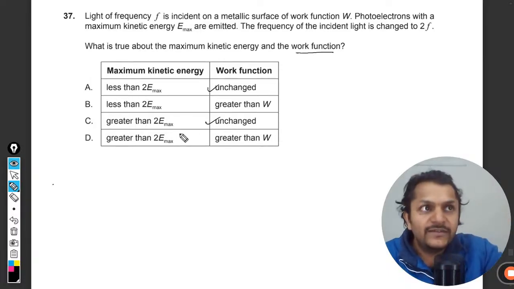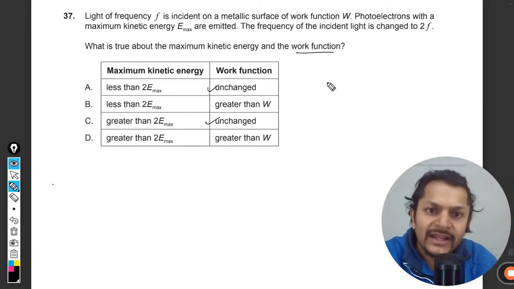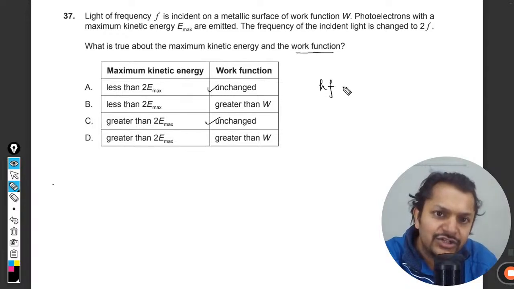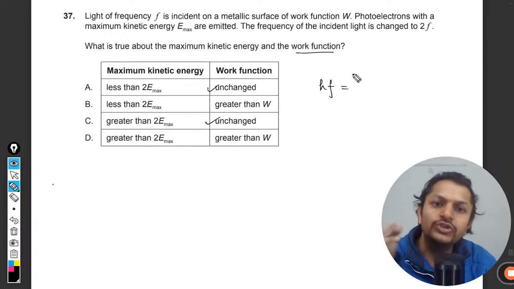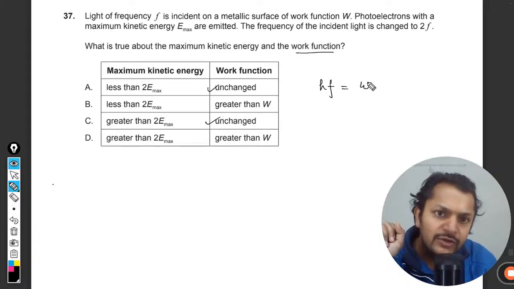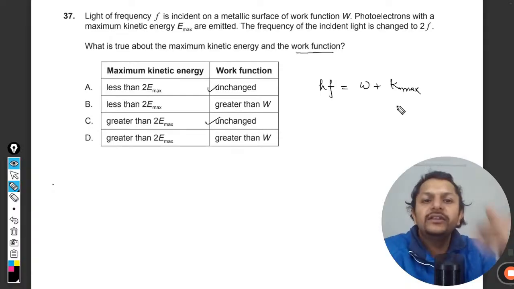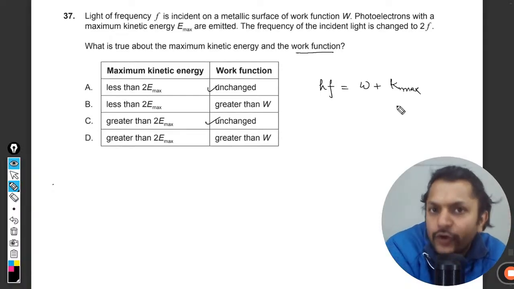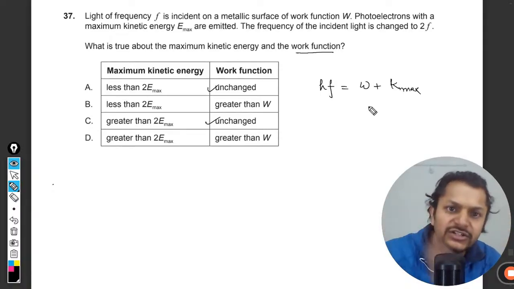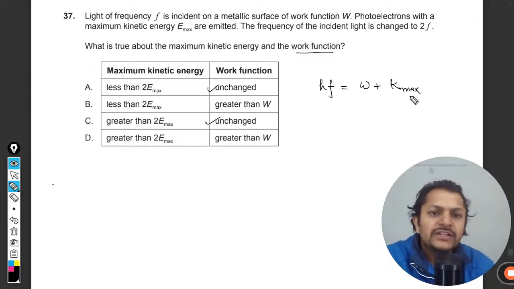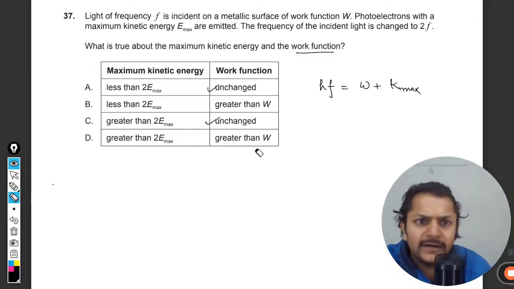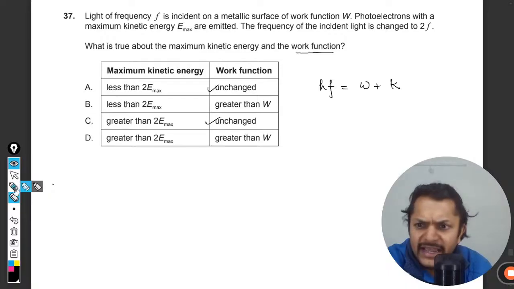Now, the light which is falling is 2f. Now, Einstein has said that the energy of a photon is used at two places. It will be used for the work function, and the rest of the energy will result as the maximum kinetic energy for the electrons. So this is Einstein's photoelectric equation. This is one case, and I'm just calling it K.